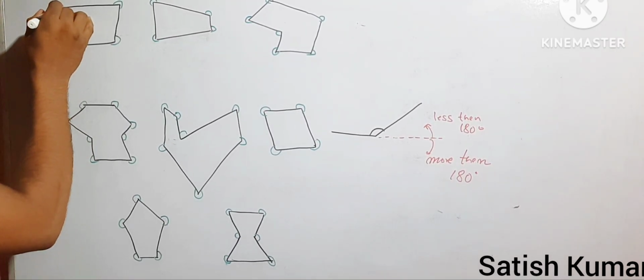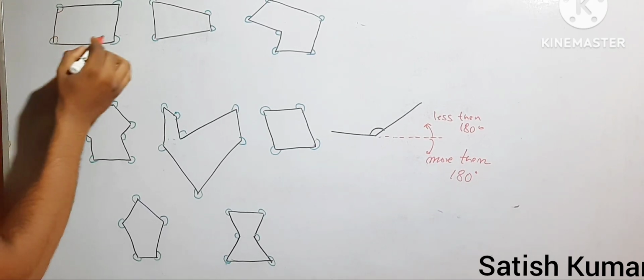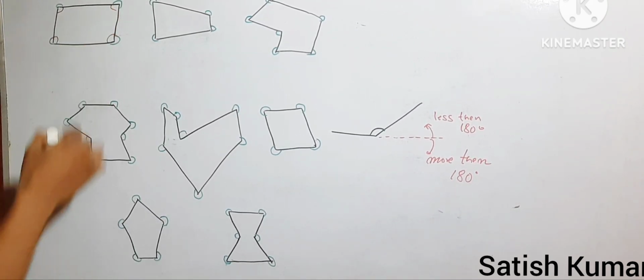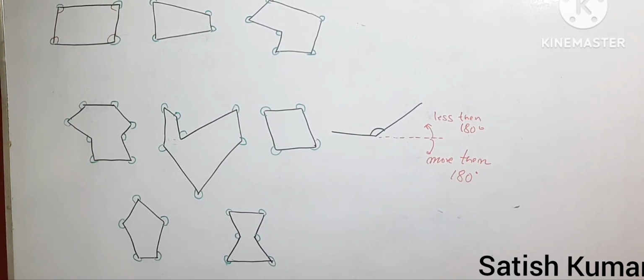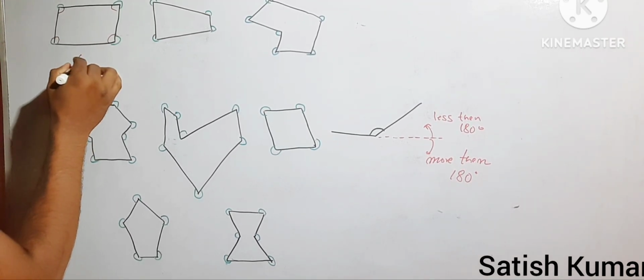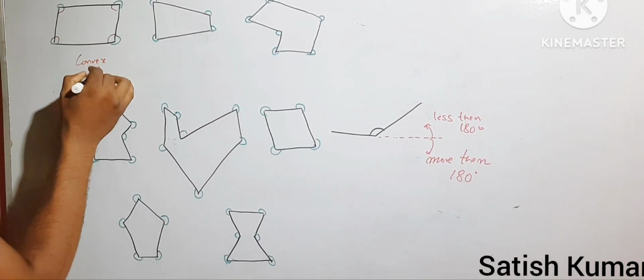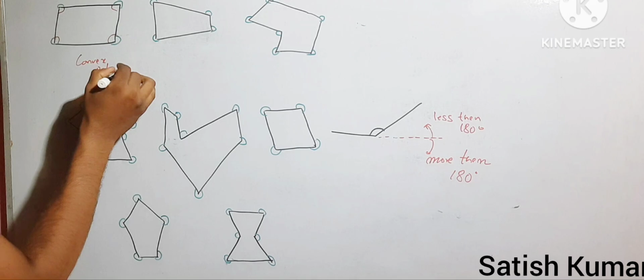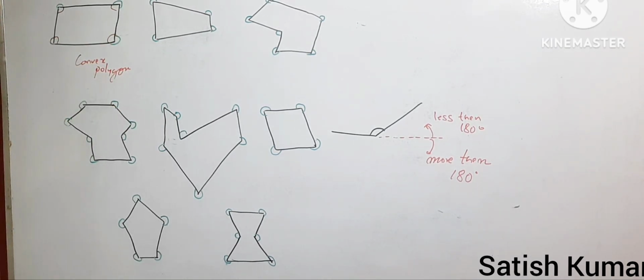It's bigger or not. Smaller, smaller, smaller, smaller. All angles are smaller, so what will it be? All angles are smaller. The answer will be, so it's a simple convex polygon. Convex polygon, first one. Okay, so see the next one.